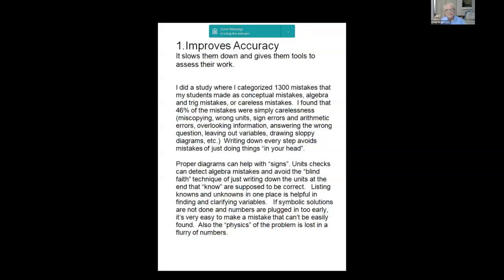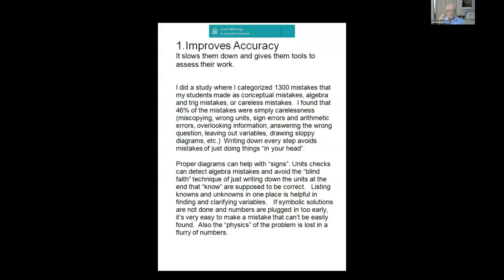I found that 46%, in my estimation, were simply carelessness: miscopying, using the wrong units, sign errors, arithmetic errors, overlooking information, answering the wrong question, leaving out variables, drawing sloppy diagrams, and so forth. Writing down every step avoids mistakes of just doing things in your head. Proper diagrams can help with the signs. Units catch algebra mistakes. Listing the knowns and the unknowns in one place is helpful in clarifying the variables.